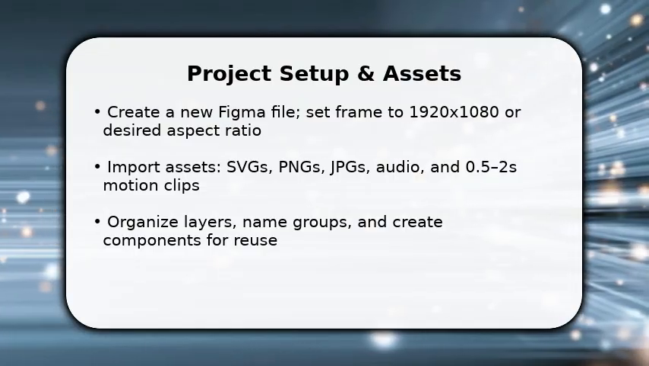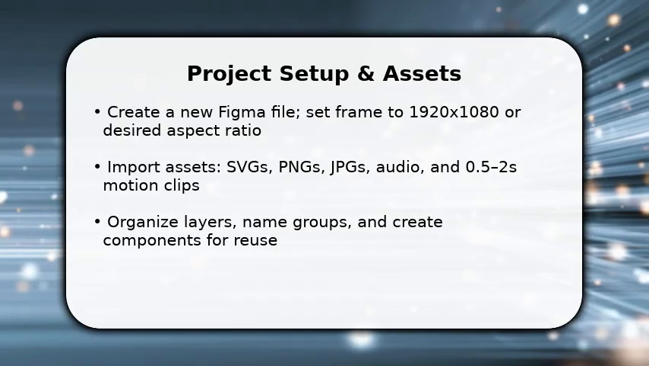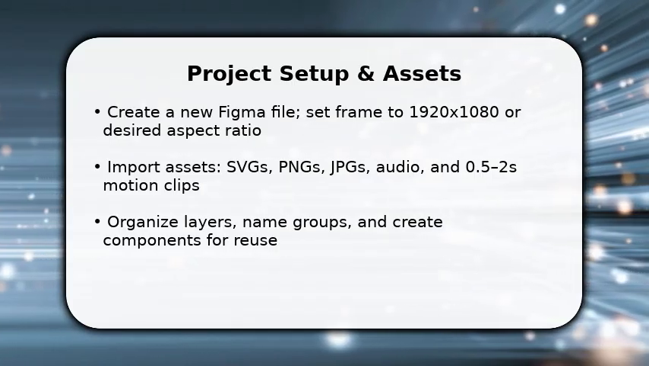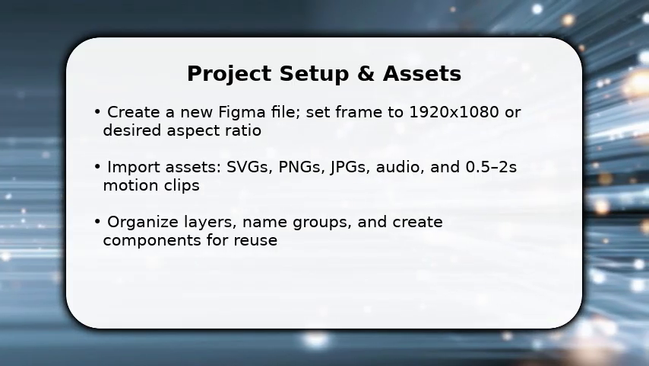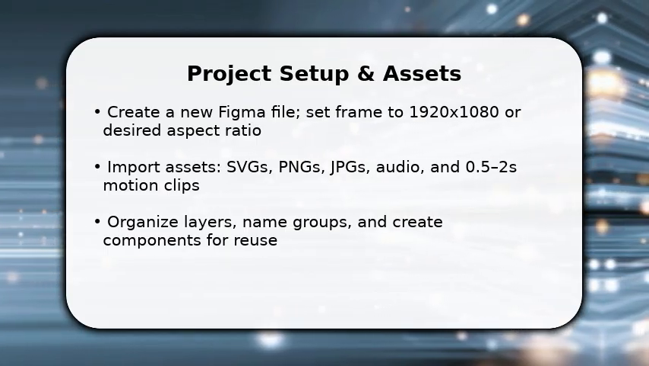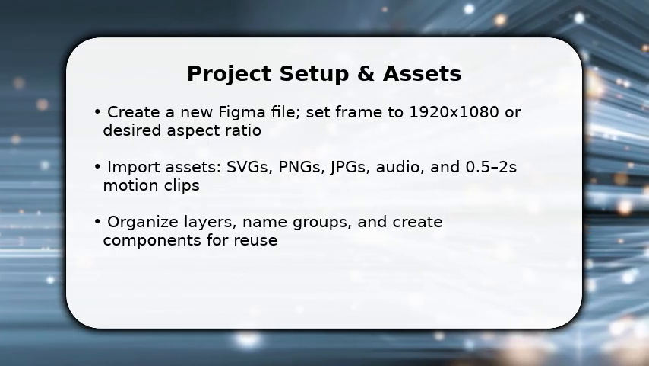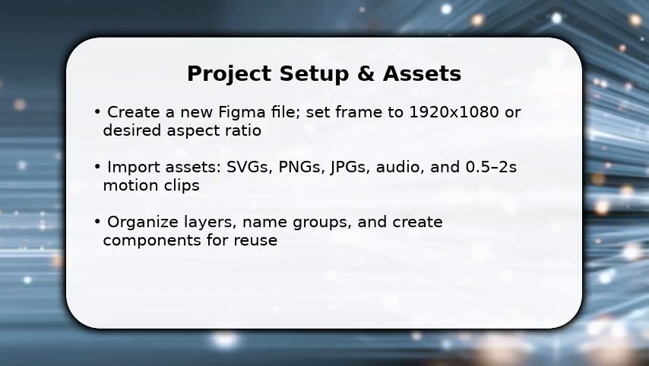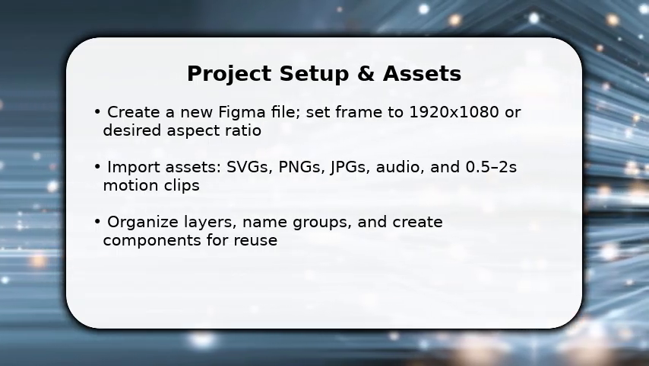You start by preparing a focused Figma file so you can work fast. Create a 1920x1080 frame and import SVGs, PNG, and audio early. This prevents layout backtracking later. Once done, name layers and group related elements into components so you can reuse them across scenes.